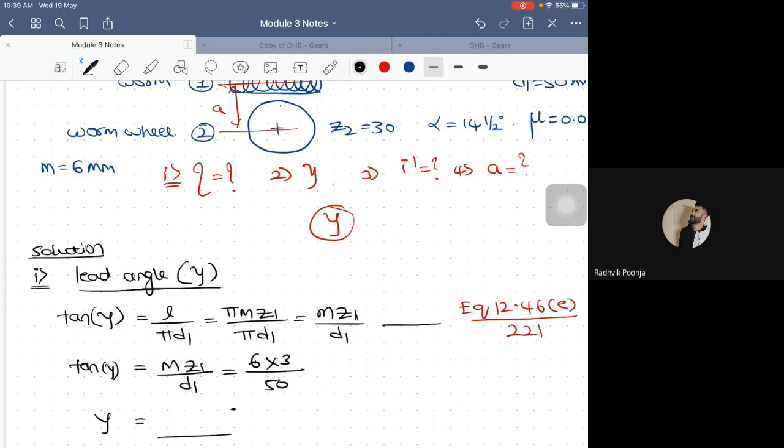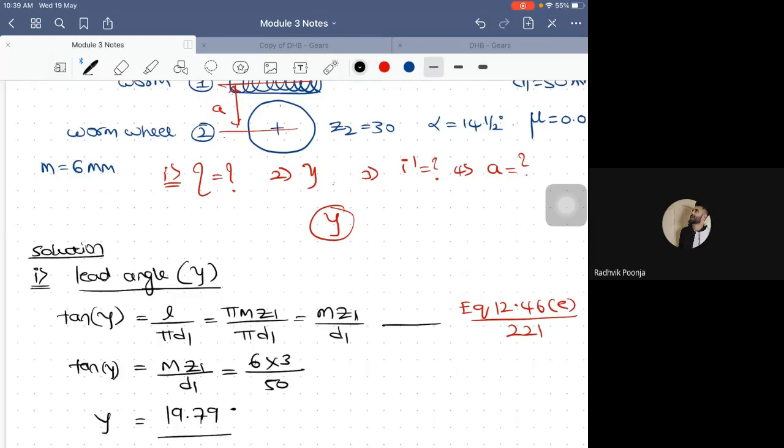Okay, 19.79 degrees. Everyone getting the same value? Tan inverse of, make sure it is in degrees, not in radians. Okay, got 19.71. Next, immediately you can find the velocity ratio.